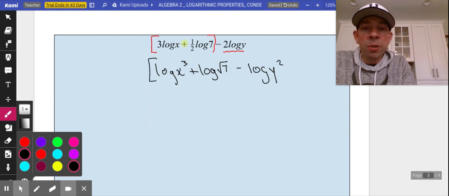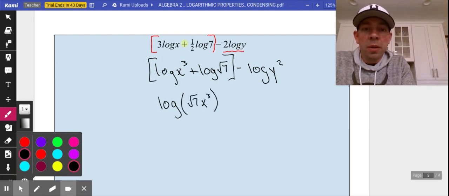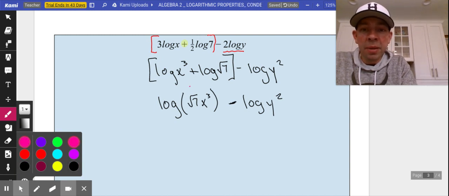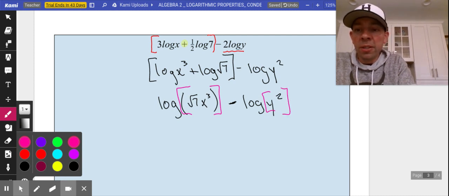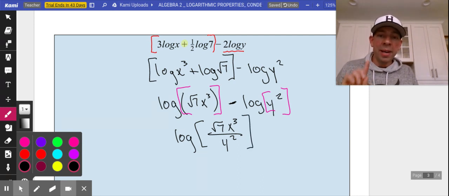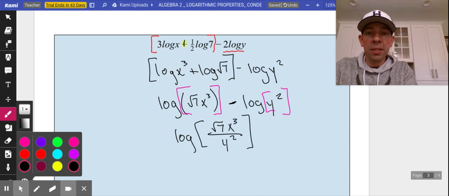Now what I'm going to do is use my product rule to go log of, we'll say, radical 7 x cubed minus the log of y squared. Now I'm going to use my quotient rule. I'm looking at the minus sign, and it's going to be this inner function here divided by this inner function right here. So when I'm all done, we'll have the log of radical 7 x cubed divided by y squared. Boom, boom, boom. Notice how both the radical 7 and the x cubed are both in the numerator together, and that all traces back to this plus sign.